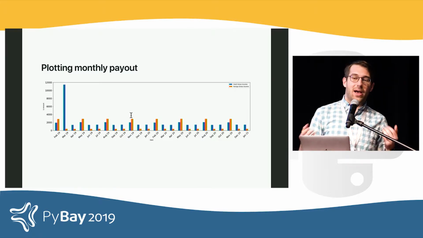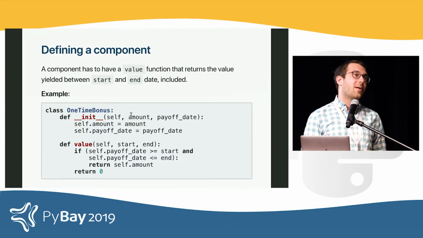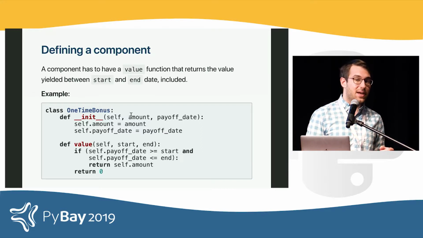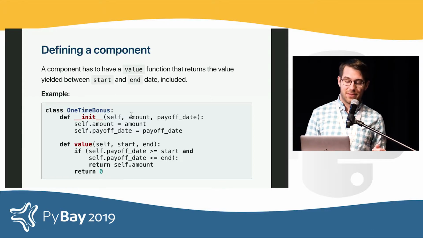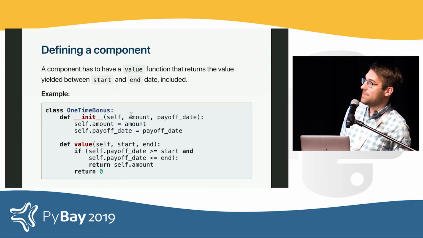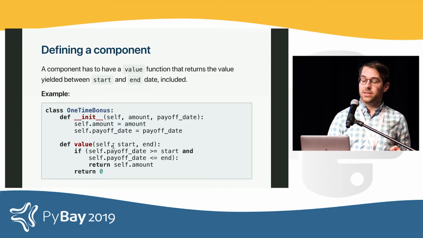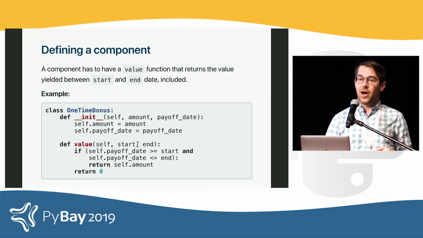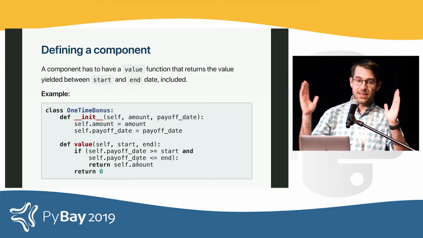So what if this doesn't work for you? What if you need to represent more? What if there's a new kind of stock package? Or what if there's something that's not a component I thought about? Well, then you can define your own components. All you have to do is create a Python class with one method called value. It receives start and end, which are dates, from datetime date. And you have to return how much money will be made during that time period.